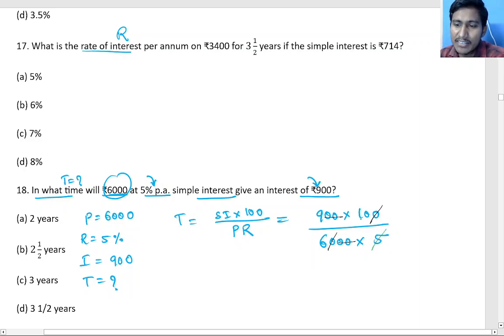5 2s are 10. Next here 9 and 3, you divide with the 3 table, right? 3 2s are 6, 3 3s are 9. And then these two and those two will cancel. So what will remain? 3. Here 3 is remaining, so 3 years is the time. So that is option C.